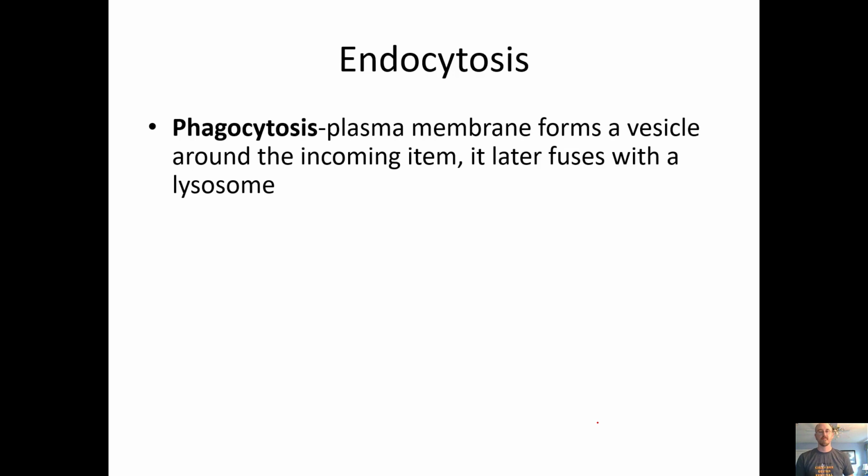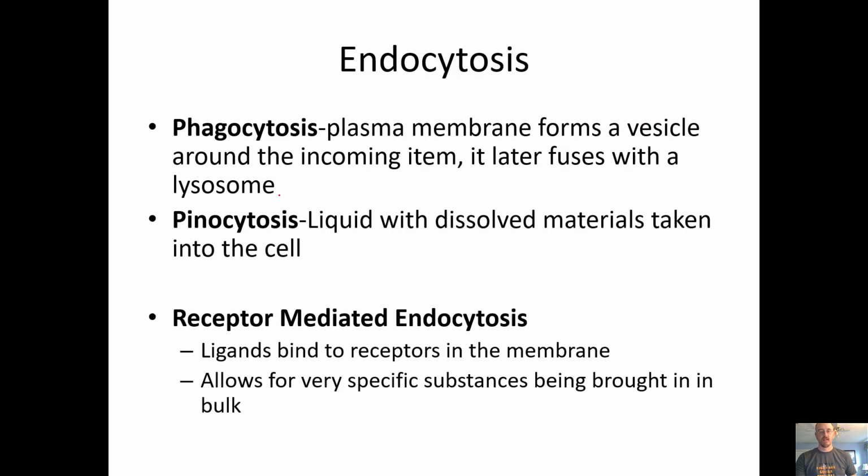So endocytosis can be divided up into a couple of forms. One type is known as phagocytosis. This is cell eating. This is when cells bring in a large item to eat, and then it later fuses the food vacuole, technically a food vacuole like I wrote earlier, with a lysosome. Pinocytosis is when a cell brings in liquid and whatever is dissolved in that liquid into the cell. And lastly, receptor-mediated endocytosis sounds complicated, but it involves a ligand.